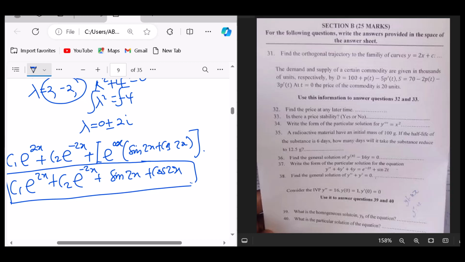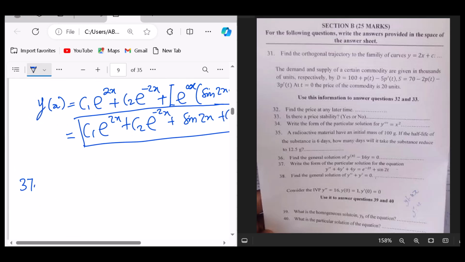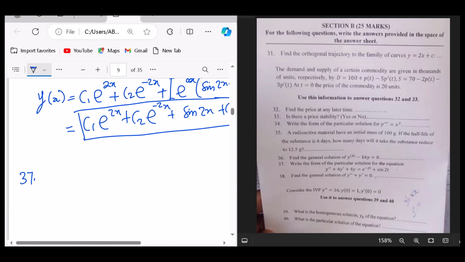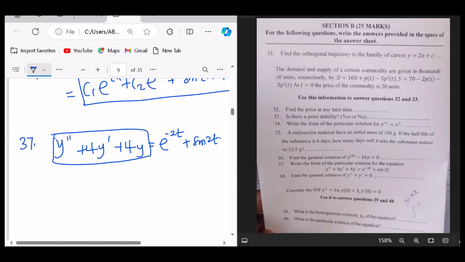Let's look at 37. They are saying write the form of the particular solution for the equation. What is the equation? We have y prime prime plus 4y prime plus 4y equals e power negative 2t plus sine 2t. First we have to solve the homogeneous part.